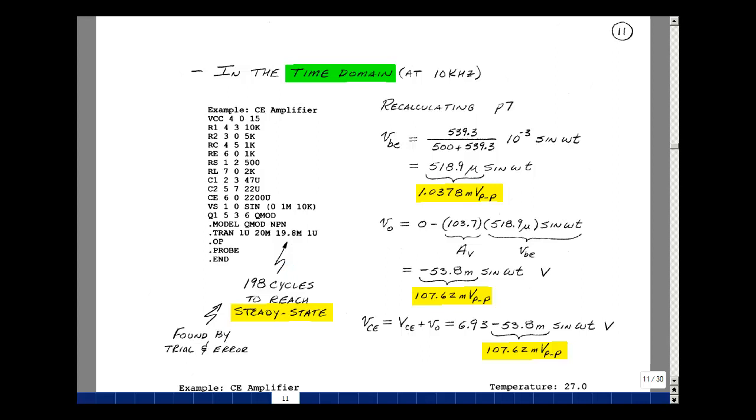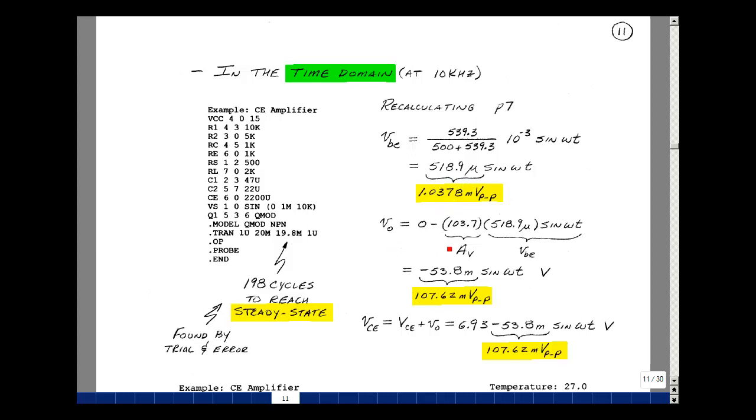We did hand calculations based upon our value of 0.7 for the base emitter. I have to go back and change that if I'm going to compare the simulation to the hand calculation like we did on page 8. The base emitter voltage we found in terms of Vin, voltage divided with 500 ohms, is now not 515 micro, but 518.9. And then peak to peak would be double that.